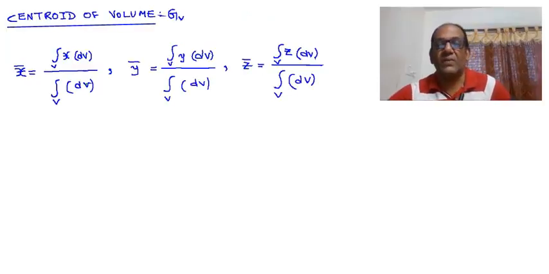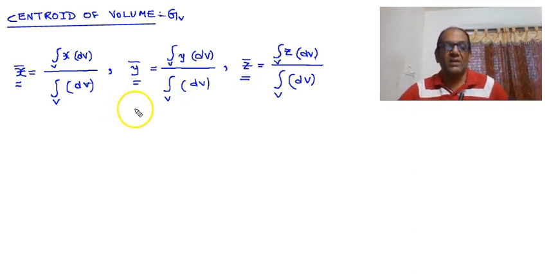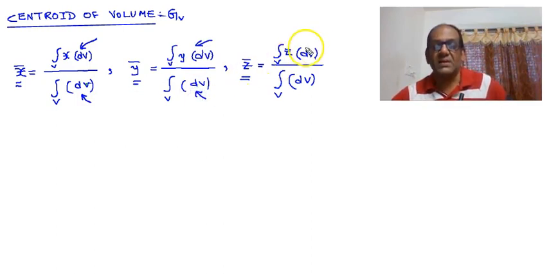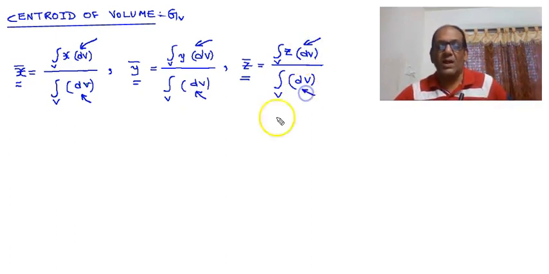The x, y, and z coordinates of centroid of volume are given by the three equations here. Notice that these three equations are again very familiar to us. In place of the elemental area, you have an elemental volume in both numerator and denominator in all the three formulae. Once we identify this, the task for us is to suitably identify the elemental volume and perform the integral over the entire volume of the body. That is what the subscript V at all the places indicates.